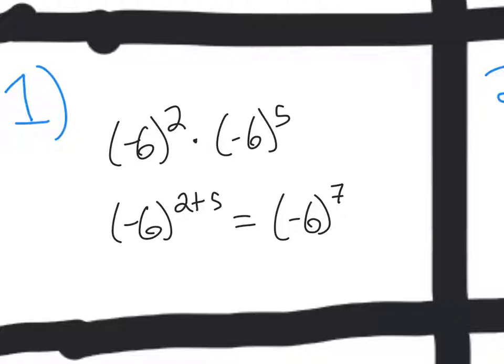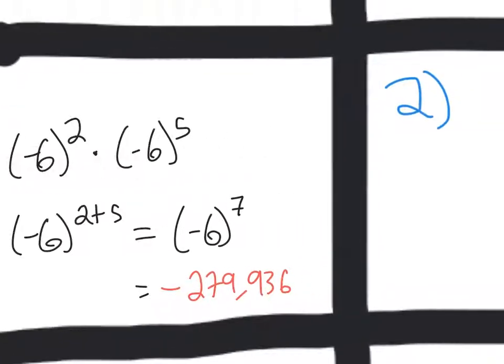That's all you need. If you want to, you could actually work that out, and you can do -6 times -6 times -6 times -6 times -6 times -6 times -6. You can do that whole shebang. Since it is an odd exponent, you know your answer will be negative. And when you do that multiplication out, if you used a calculator, you should get something like this. Beautiful. All right, let's go to number 2.